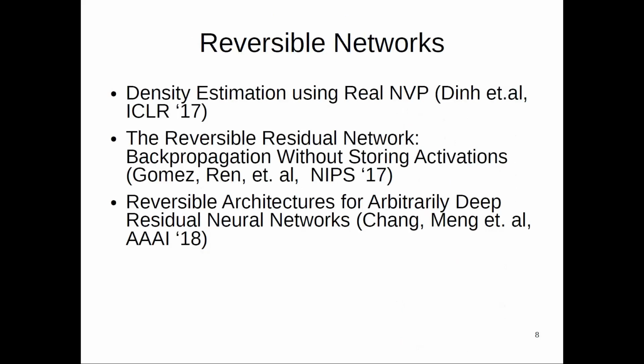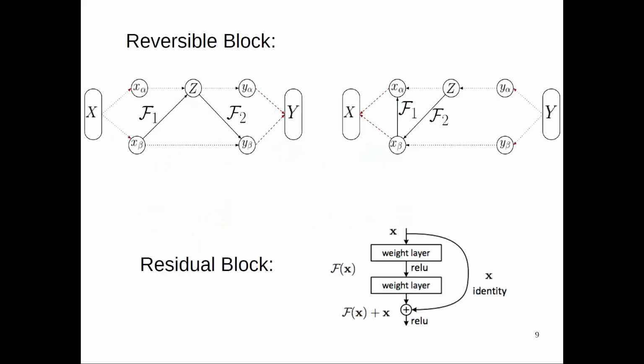The reversible networks were introduced more or less in 3 equivalent papers, or at the same time. And it's very similar to the residual block, with the augmentation that you can also pass the information backwards from the output of the layer to the input. So this is the forward pass, and this is the backwards pass of a reversible block.